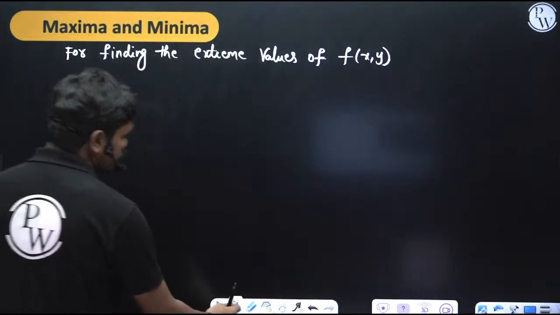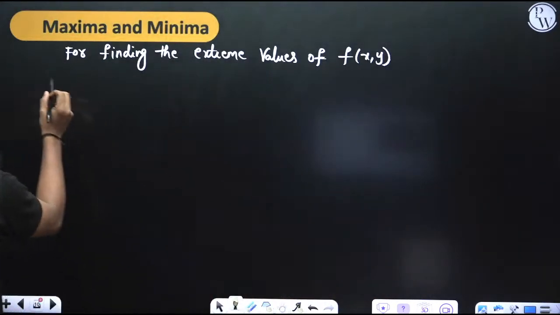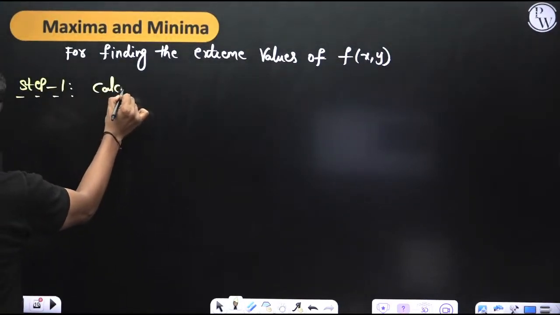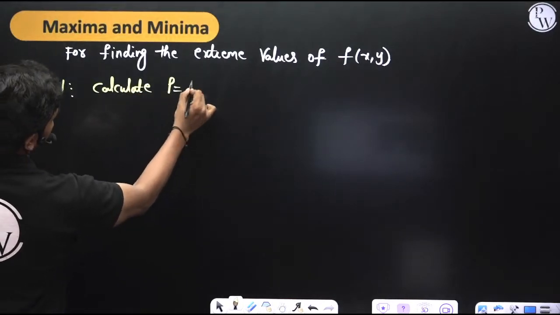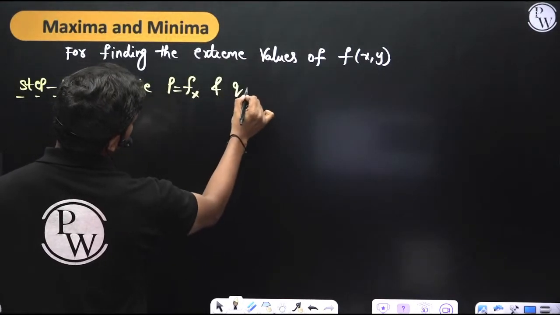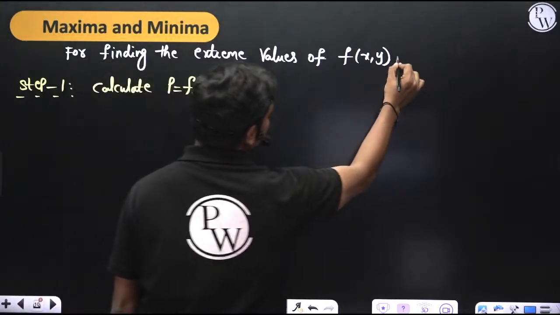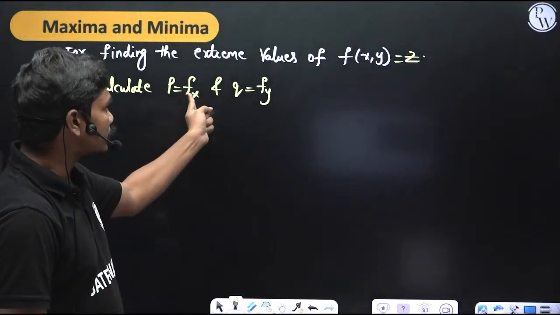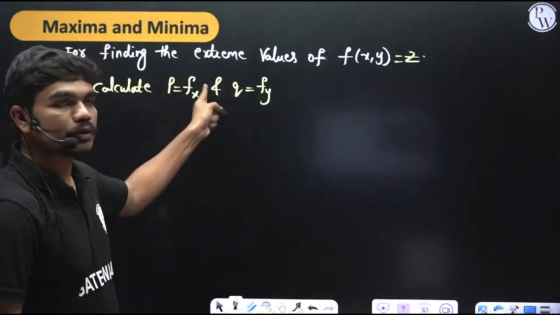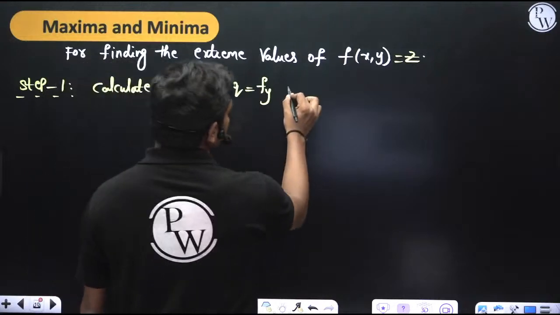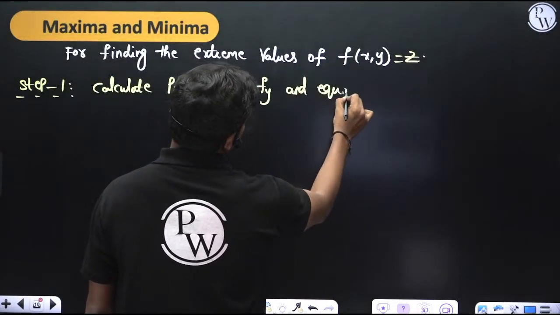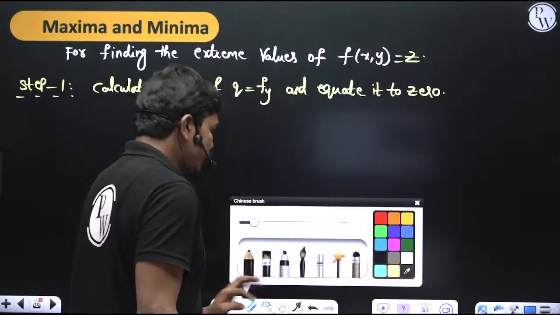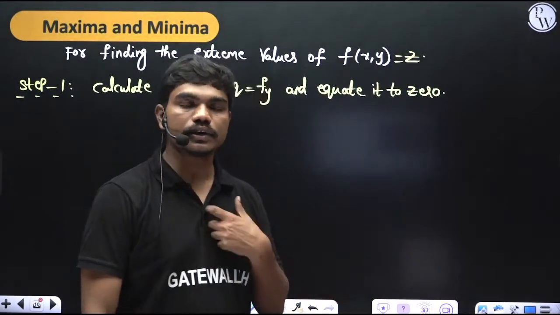Clear? So step 1, calculate p is equal to fx and q is equal to fy. Okay, so let's say this function is equal to z, for example. So z is equal to some function of x comma y. So calculate p is equal to fx and q equal to fy. So this is the partial derivative with respect to x and partial derivative with respect to y, and equate them to 0. Then ultimately when you solve these two equations, you can get n number of stationary points.